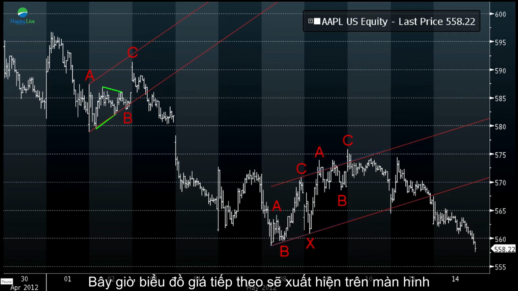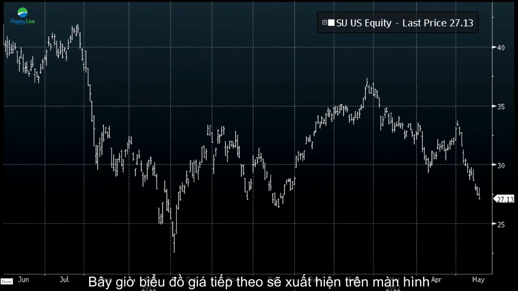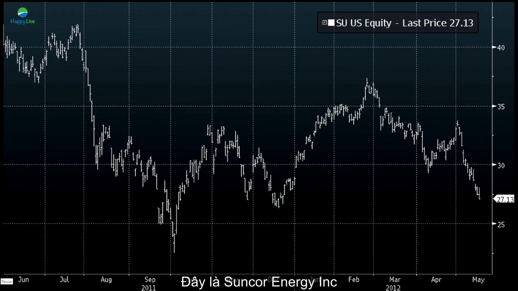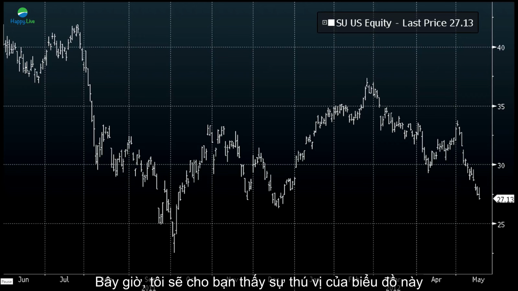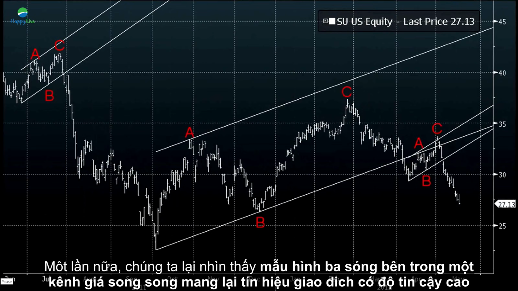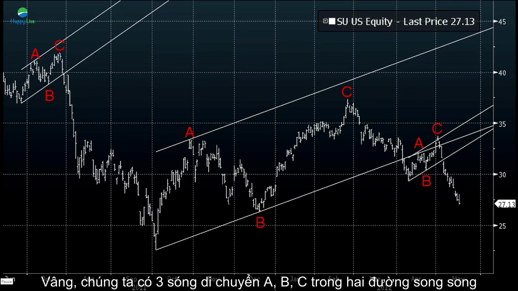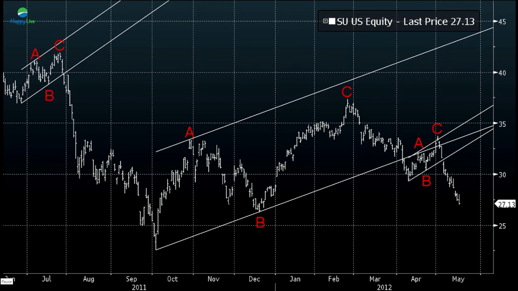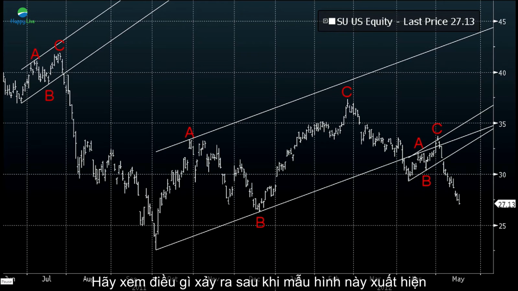Now, the next price chart we're going to look at is of Suncor Energy, and their ticker symbol is SU. Again, it's equally exciting, I believe. Let me show you again specifically what I'm referring to. To me, a high probability trade setup consists of two things: a three-wave price move within parallel lines. This is a price chart of Suncor Energy, ticker symbol SU. Let's apply those two simple things to this price chart.